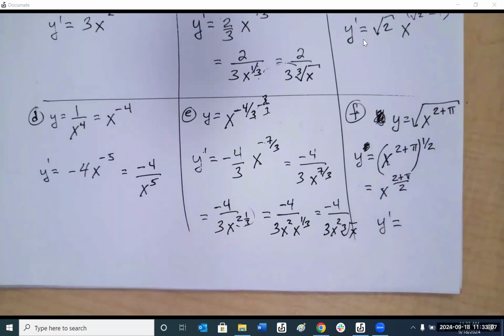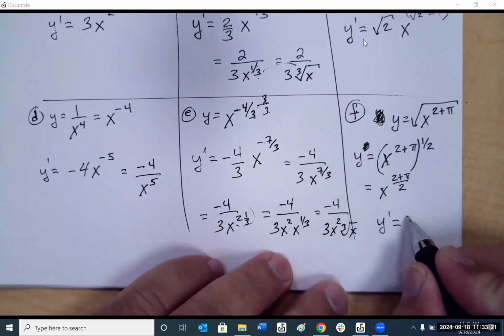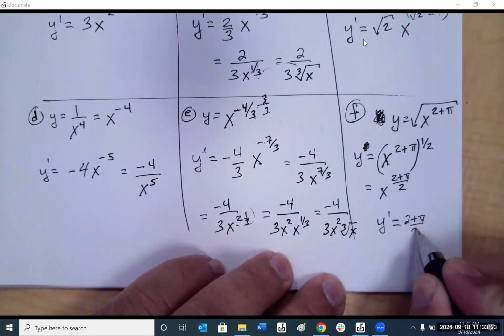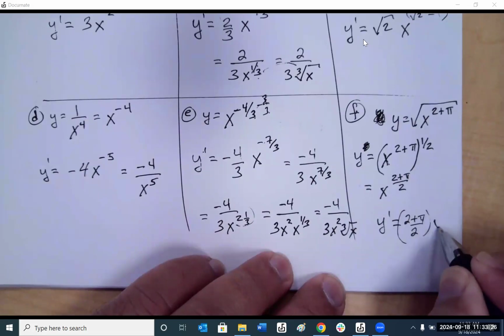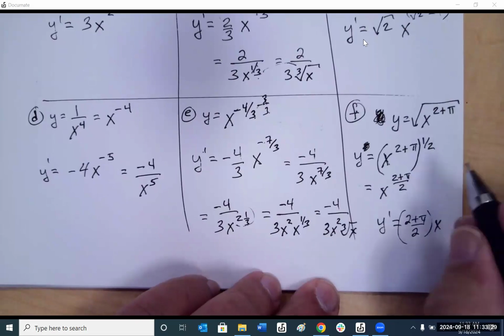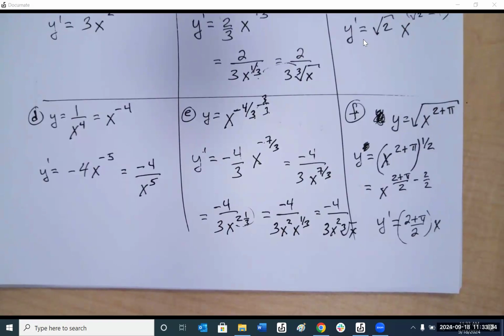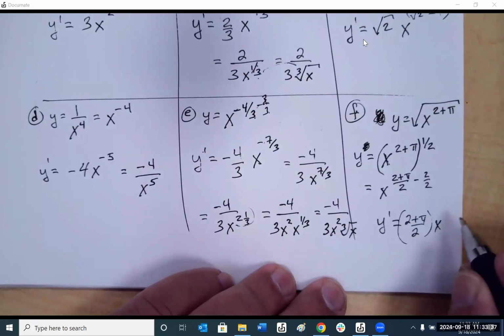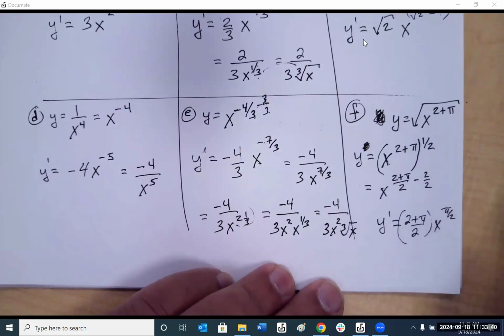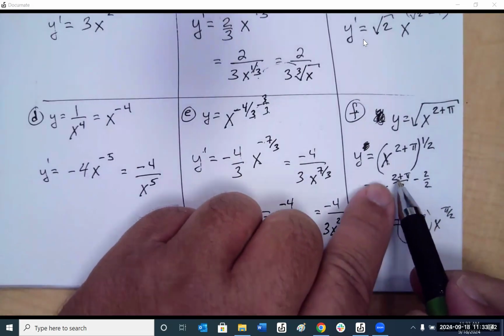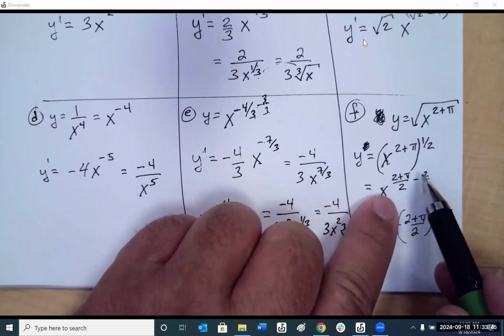And the derivative is 2 plus pi over 2 times x. Now we have to subtract 1, which is subtract 2 over 2. Because here we have a common denominator, so the 2 and the -2 cancel, so we just have a pi over 2.